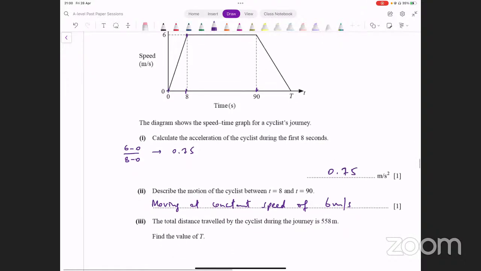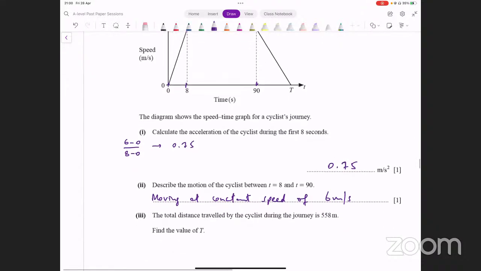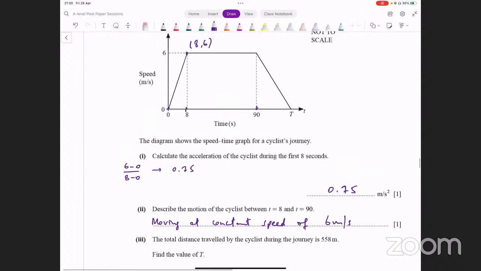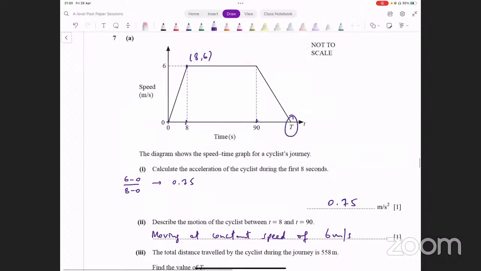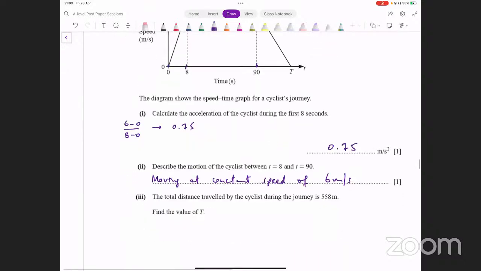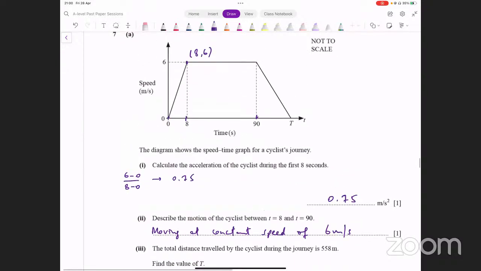Now it says the total distance traveled by the cyclist during the journey is 558 meters. Find the value of t. T is this point here where the cyclist completes his or her journey. T find करना है. अब डिस्टेंस कैसे फाइंड करते हैं स्पीड टाइम ग्राफ से? It's the area under the graph, right? ये पूरा एरिया क्या रिप्रेजेंट कर रहा है? डिस्टेंस रिप्रेजेंट कर रहा है.